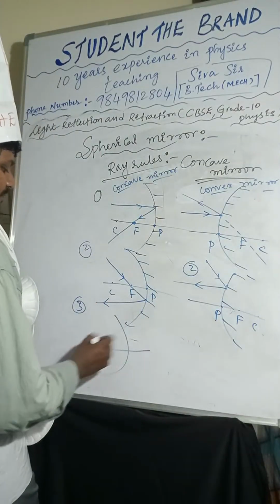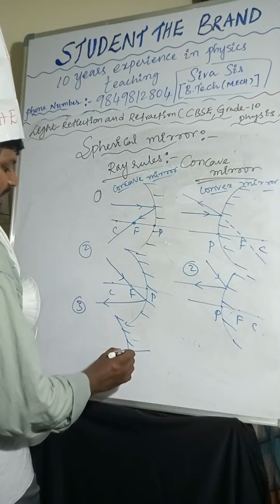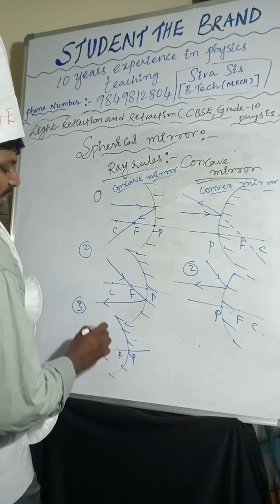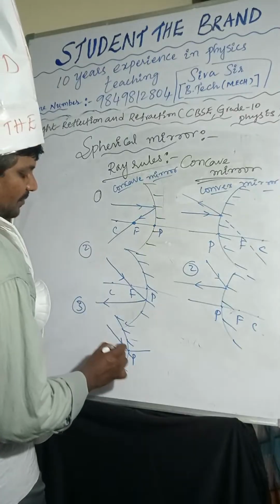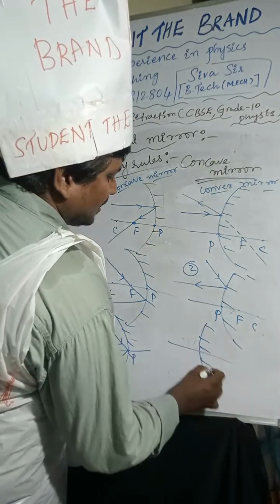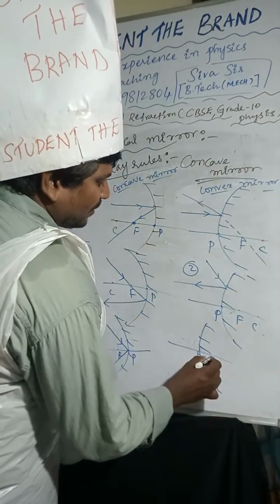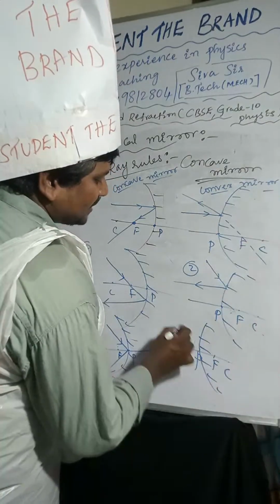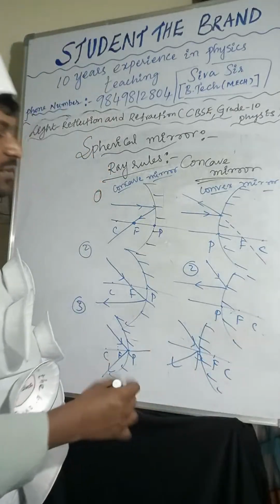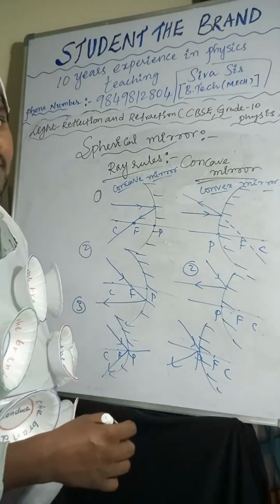And the third one. Here I'm taking pole, focus, center of curvature. If the light ray is incident at the pole, it reflects back. Here also the same thing in the convex mirror: pole, focus, center of curvature. If the light ray is incident at the pole, it reflects back.